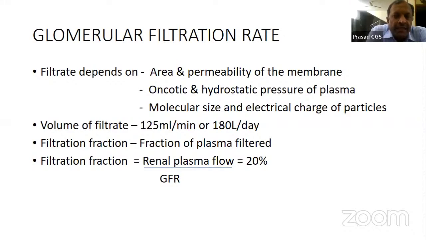The filtration fraction is nothing but the fraction of plasma that is filtered. As we know, the kidney receives about 20 to 25% of the cardiac output. The plasma constitutes about 55 to 60% of that. Renal plasma flow is around 600 ml. So when we divide GFR 125 by renal plasma flow, the filtration fraction is around 20%. That is, out of the total plasma, 20% of the plasma is filtered.